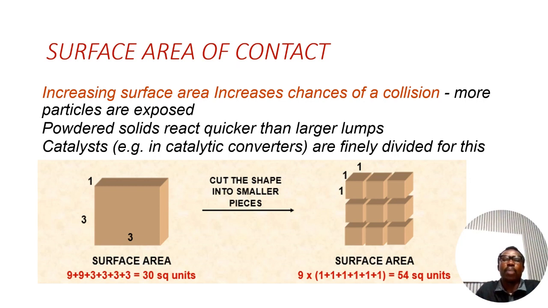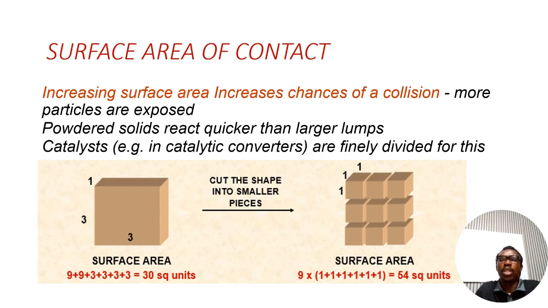So catalysts, for example, in a catalytic converter, are finely divided for this particular purpose. That's why we use a finely divided catalyst. In the finely divided catalyst, what happens? There's a large surface area of contact, so there's increased chances of collision of the reactant particles, and there's an increase in the rate of reaction. For example, granulated sugar will dissolve faster compared to a cube of sugar, because in granulated sugar there's increased surface area of contact compared to a cube of sugar.